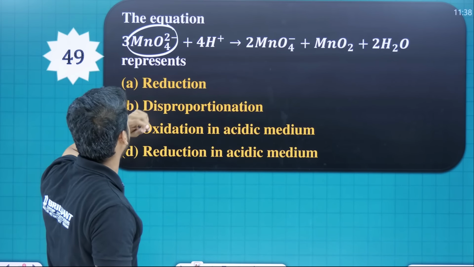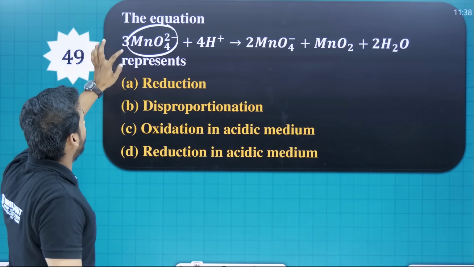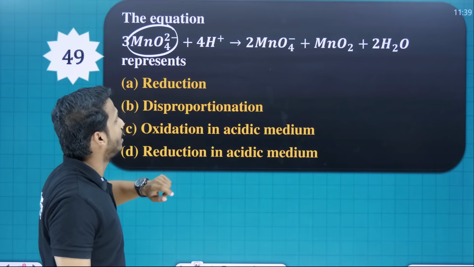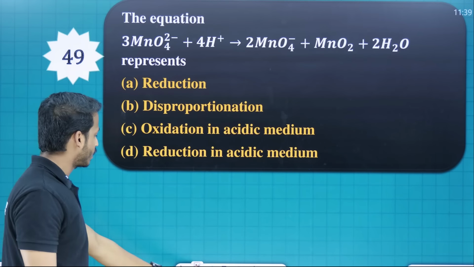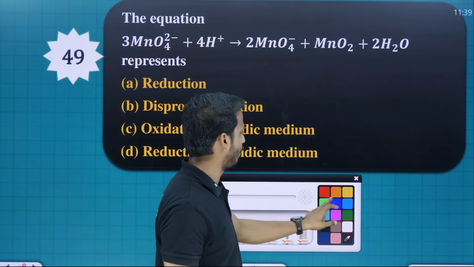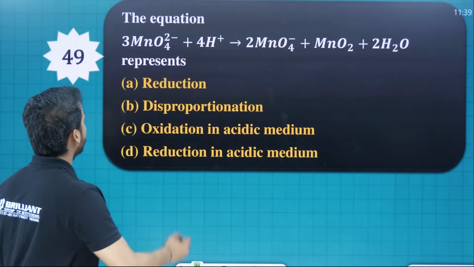MnO4 2 minus, right? Not permanganate, that is MnO4 minus. So, MnO4 2 minus in acid becomes MnO4 minus. Okay, they are given a reaction. This reaction belongs to which type? Which type is it? Can you say?